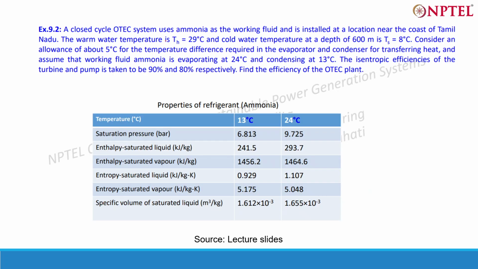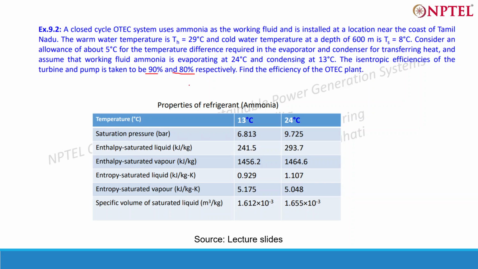Now, this is another question. Try to solve it, guys, because this closed cycle OTEC system uses ammonia. This is a big question, so you have to put your concepts to the test in solving this question. So I am sure you guys will be able to do this. Try to solve it. Okay. Because all the values are given here, and the isentropic efficiencies of the turbine and pump are also given.